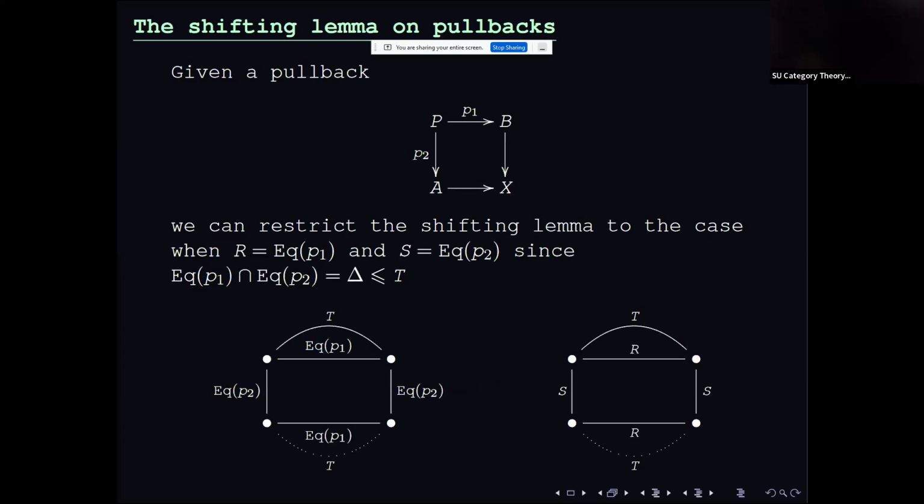It turns out that our property has a relationship to the shifting lemma in the following way. Given any pullback square, let's say in a variety, we can restrict the shifting lemma to the case when R and S are specific congruences, namely the kernel pair congruences of complementary pullback projections. So given a pullback square, let R be the kernel pair of P1 and S be the kernel pair of P2. And then you ask that with respect to these congruences, the shifting lemma holds, which is just to say this condition here. Let's say that's the shifting lemma on pullbacks.